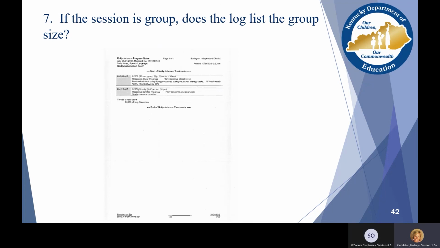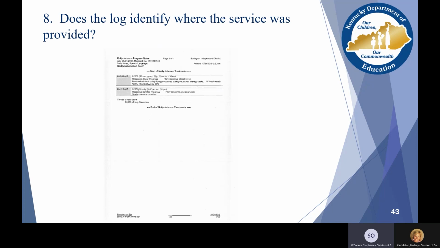Number 7, if the session is group, does the log list the group size? We are just looking for the group size in your service log, and this one does say group of 3, so that is perfect. Number 8, does the log identify where the service was provided? This one is a little misleading, but actually all we're looking for is that we have the school district at the top of the service log. Luckily, every billing agent that we have in the state of Kentucky does that automatically for our schools.